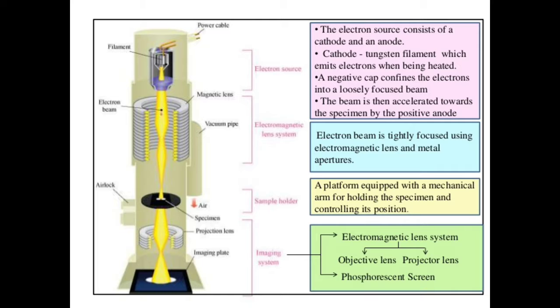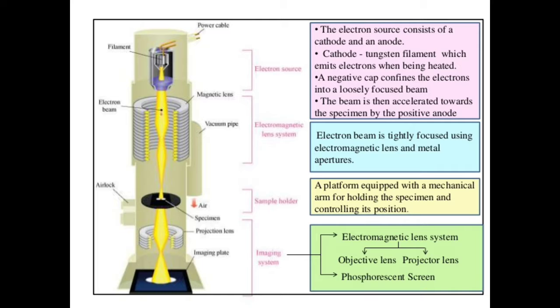The first one is the electron source. The electron source consists of a cathode and an anode. The cathode is a tungsten filament which emits electrons when being heated. A negative cap confines the electrons into a loosely focused beam. The beam is then accelerated towards a specimen by the positive anode.